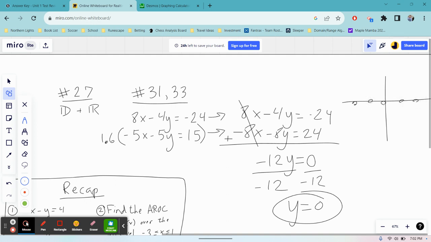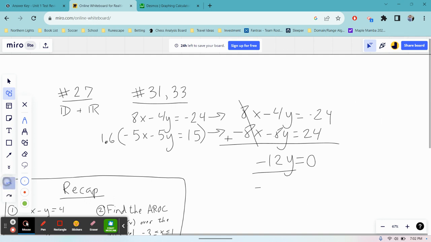That's totally fine. We're not going to have no solution unless we get something like this. If we have negative 12 equals 0, there's no x or y left to solve for. We just have a flatly untrue statement of one constant equals a different constant. But since that isn't the case here, we can solve for y.